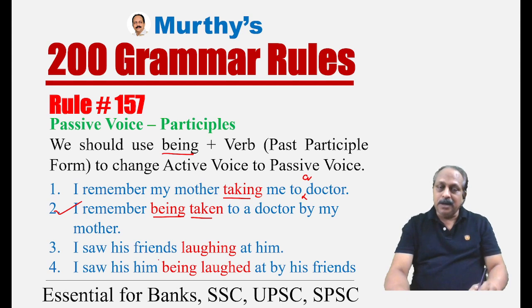I saw his friends laughing at him. Laughing is a present participle. I saw him, not his. I saw him being laughed at. Laugh takes the preposition at. I saw him being laughed at by his friends. Being laughed, laughed. It's a regular verb. I remember being taken. I saw him being laughed at. Same pattern.